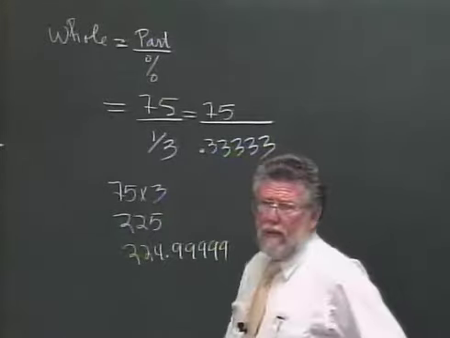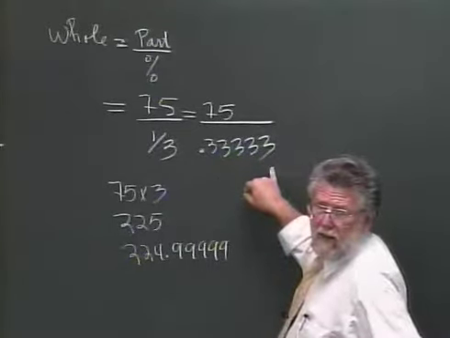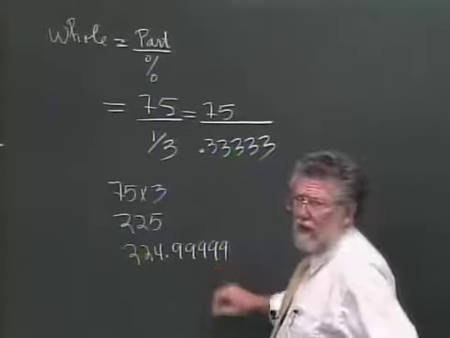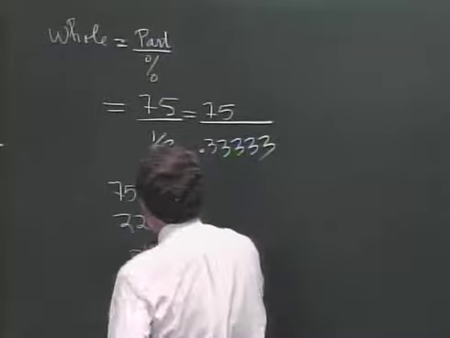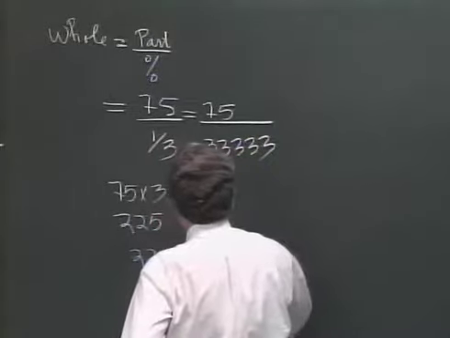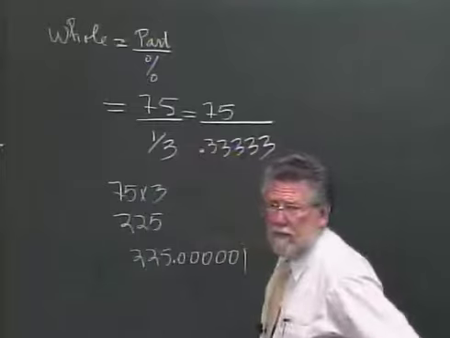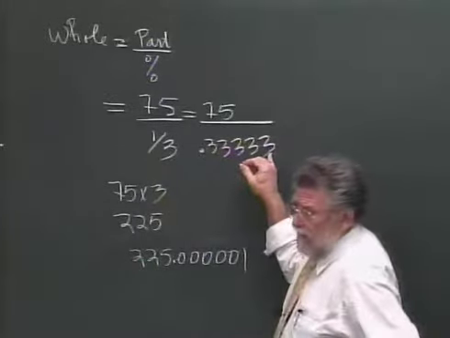I was thinking incorrectly because this is always going to be what? Smaller than it should be. So this is a case where you won't get something under, you'll get something over. So you might get 225.000001 because this should have threes forever.